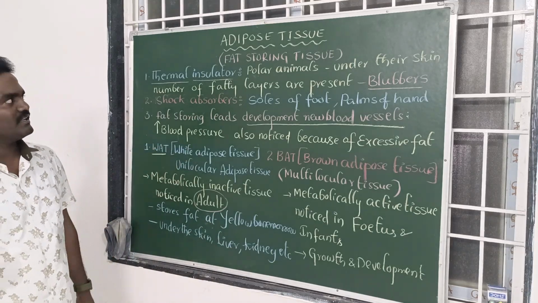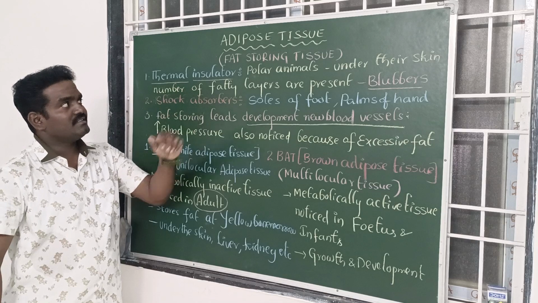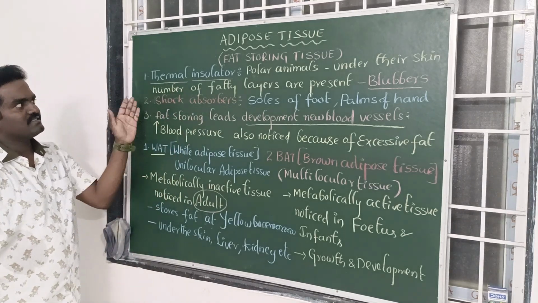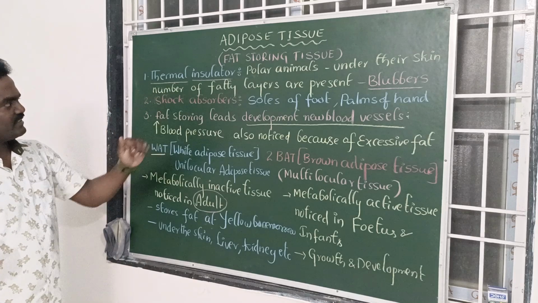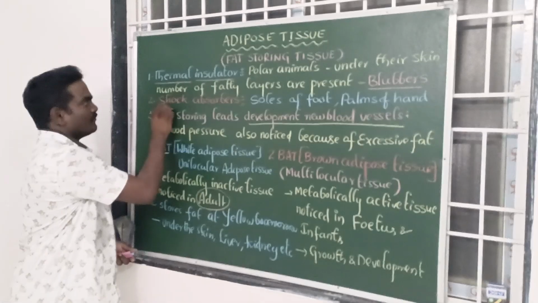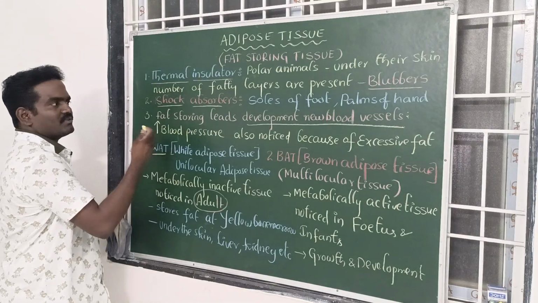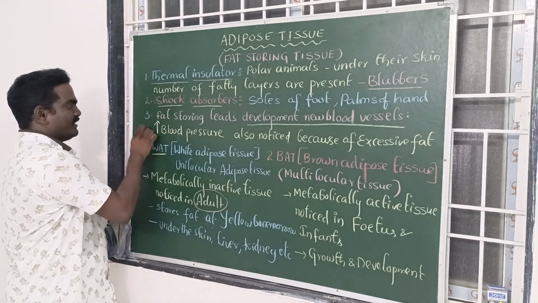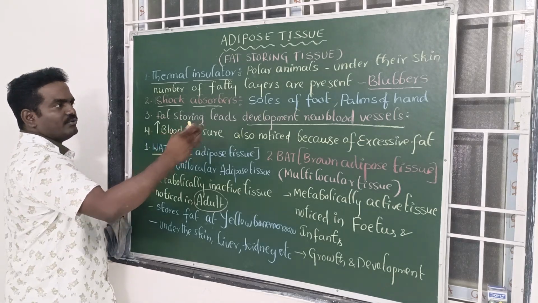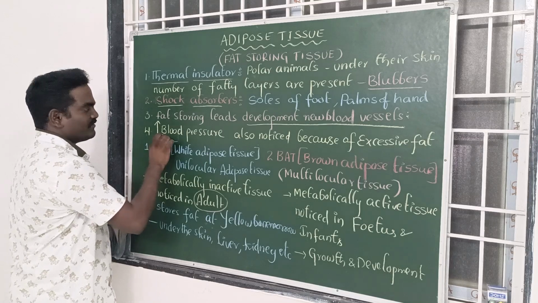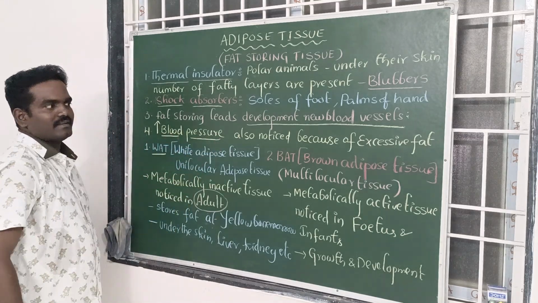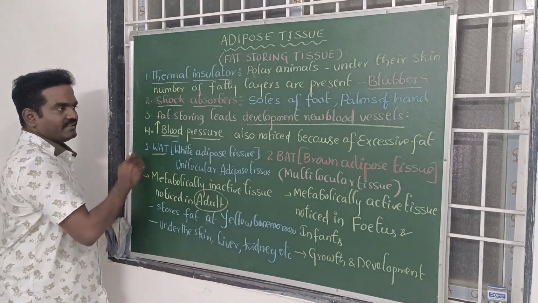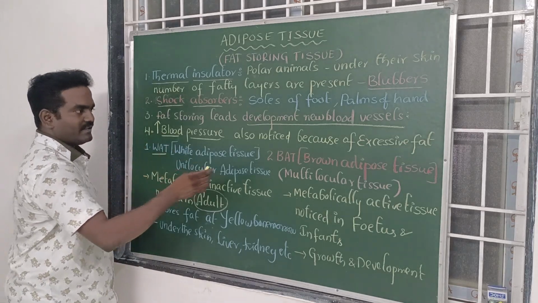Adipose tissue is nothing but a fat storing tissue. It shows certain types of functions. It is a thermal insulator, it acts like a shock absorber, and it is also responsible for the development of new blood vessels. Whenever new blood vessels are formed, that is also an indication of increasing blood pressure in them. These are the four types of functions we can take, and it is broadly classified into two types, WAT and BAT.